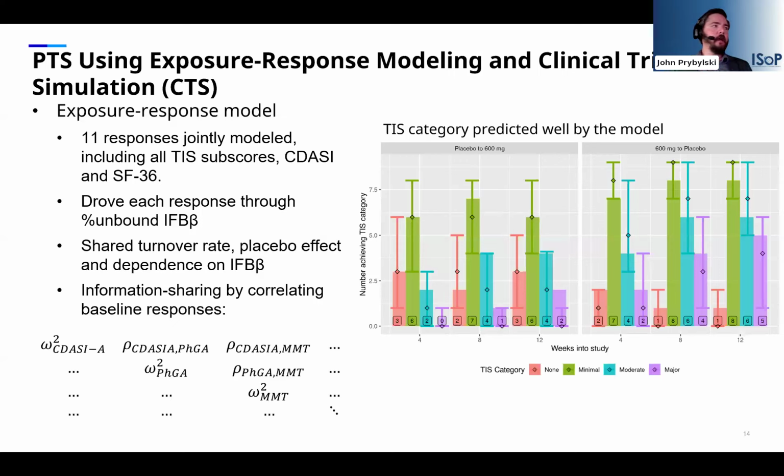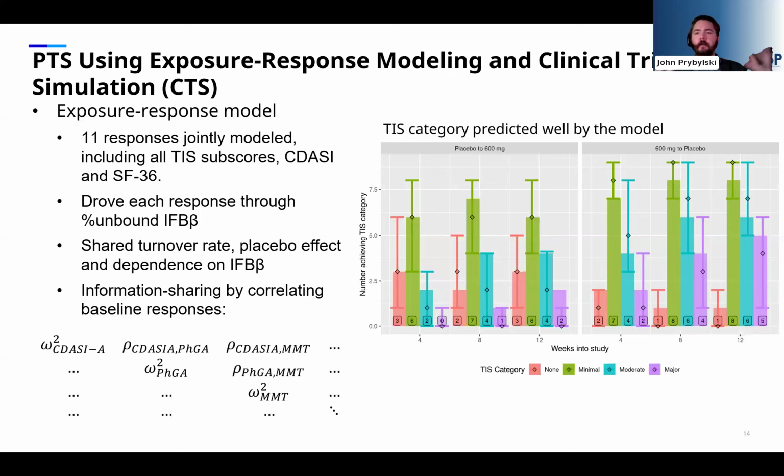So as well as having all of the responses being driven by that similar exposure metric, we also shared information among the endpoints by sharing the same turnover rate in these indirect response models, the same placebo effect across all of the endpoints, and a kind of Emax adjustment to that percent of unbound interferon beta. Further information was shared by the continuous representation of all of the responses being modeled, so their baselines were considered as being potentially correlated. So the baselines were captured with inter-individual variability in this large variance-covariance matrix where the off-diagonal elements were allowed to be fitted to greater than 0. So that really helped fill in the information on a small sample size.